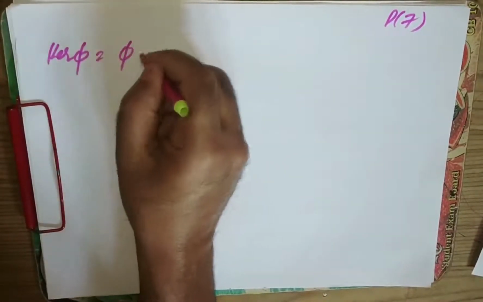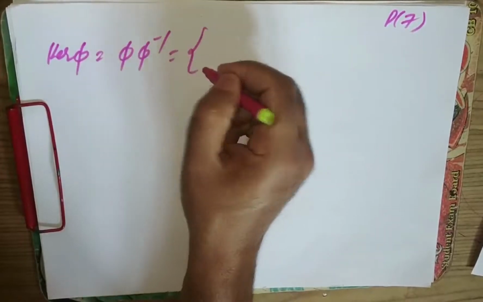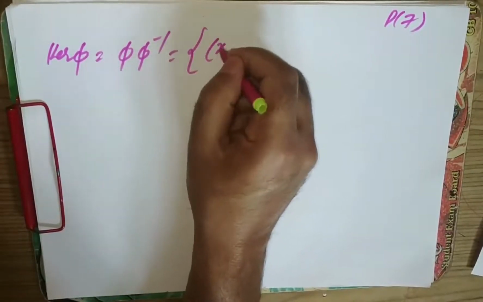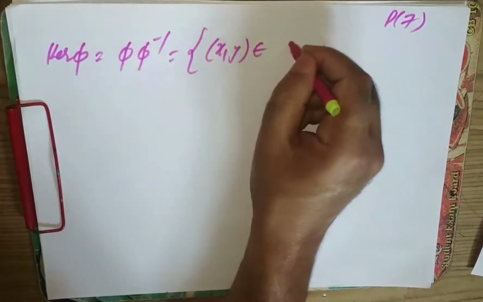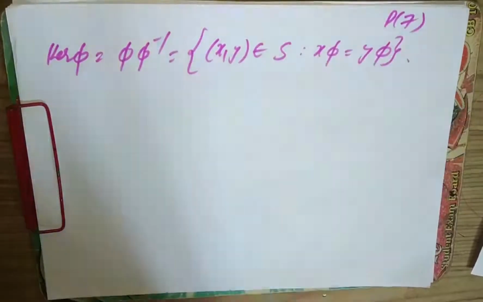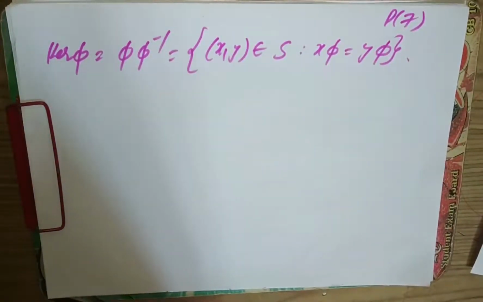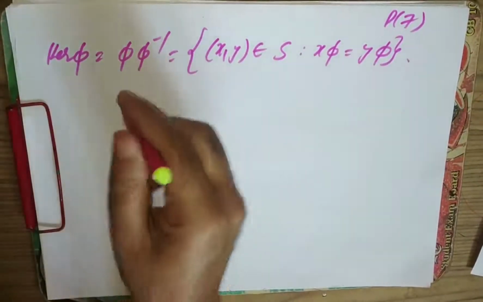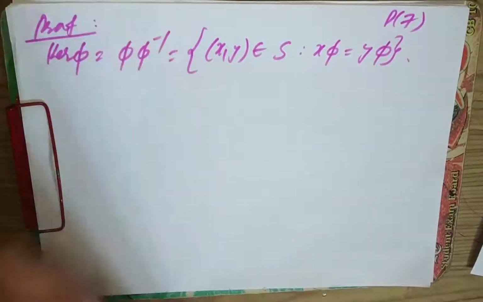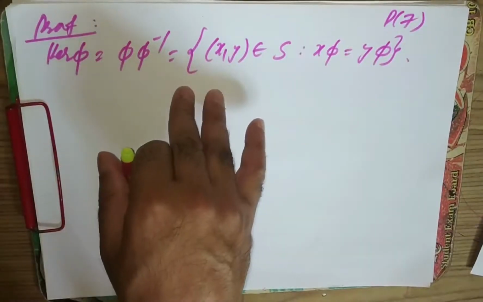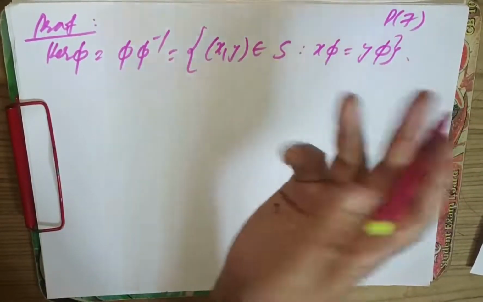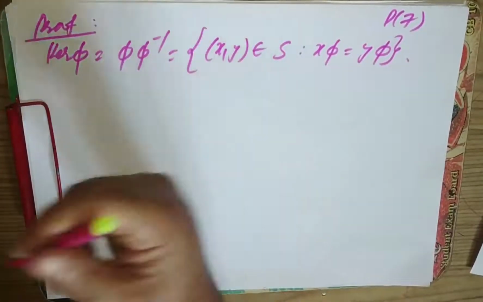That's phi composition phi inverse, and we know that it's a set of ordered pairs on S such that x phi is equal to y phi, where phi is a morphism from S to T. This is the proof. So this is an equivalence relation. It's already done. Now we show it's a congruence, so we show it's left as well as right compatible, or you can directly show it's a compatible relation.